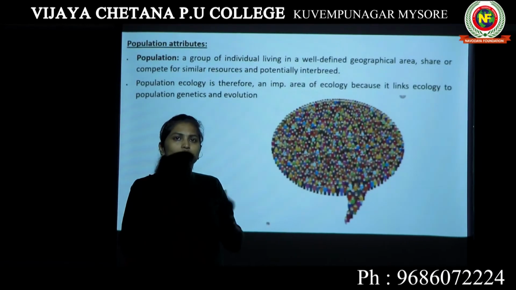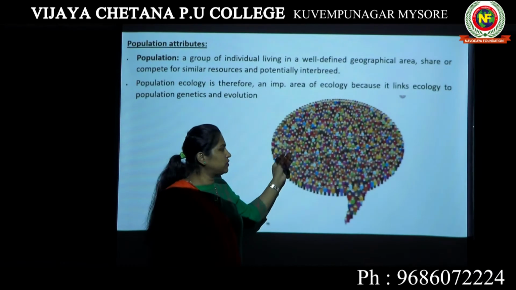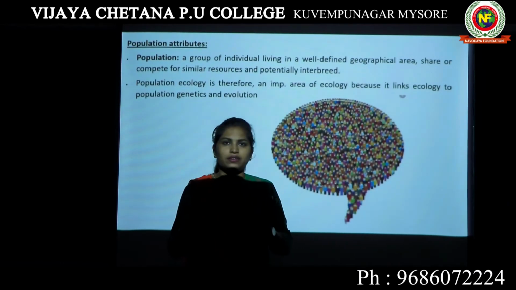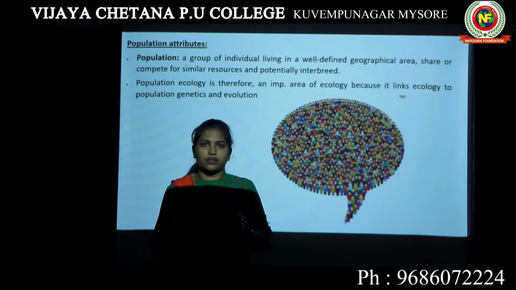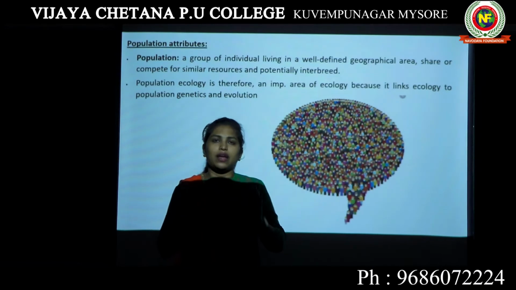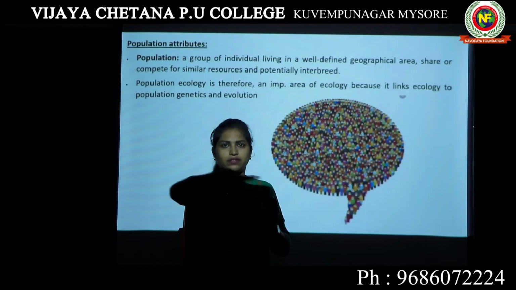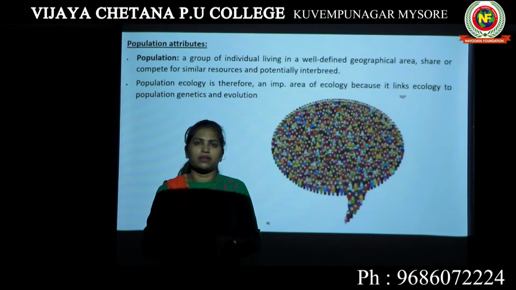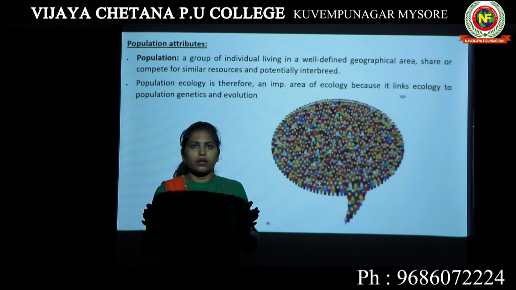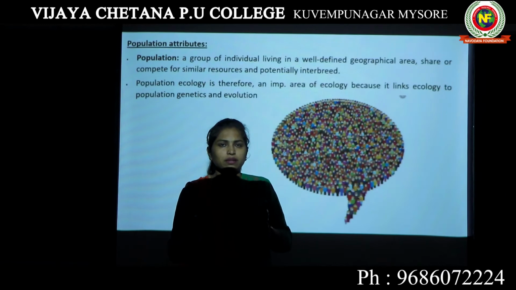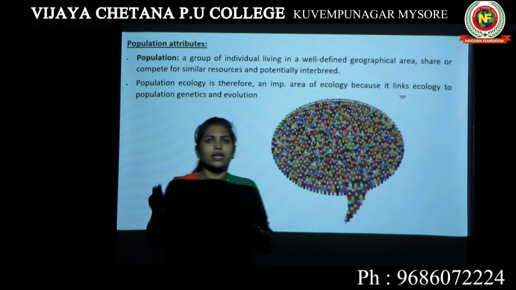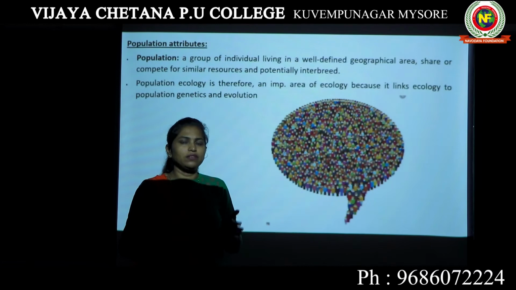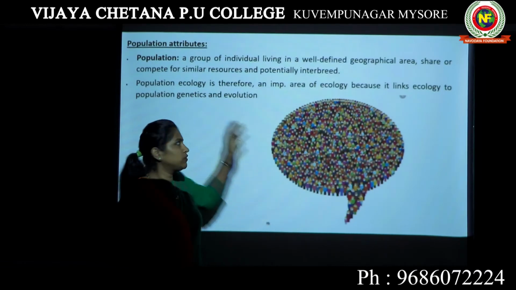Okay, let's take an example of a forest in which there are almost 10 lions. That forest can be represented as a geographical area. So 10 lions living in that particular geographical area, all the 10 lions belong to one particular species. So all these 10 lions living in that particular forest is known as a population.